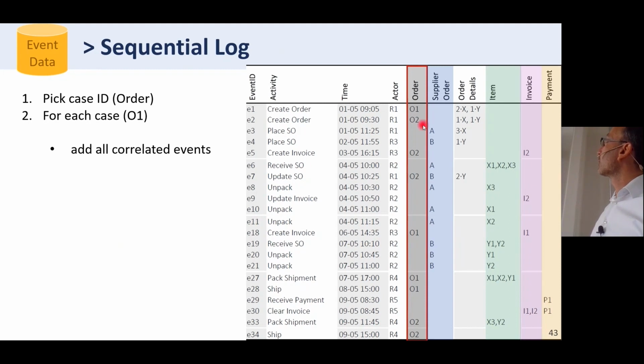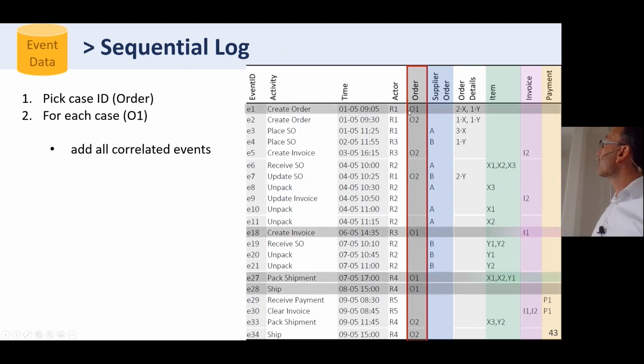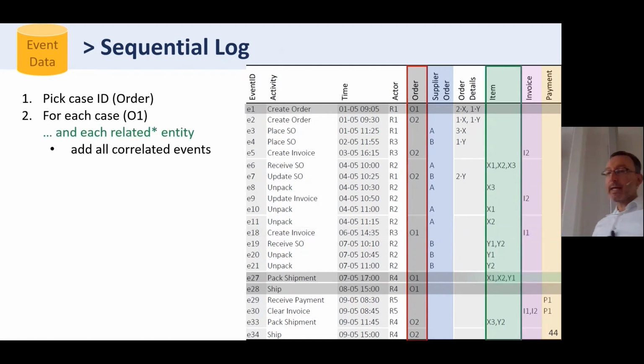So let's say we start with order 1. We're going to add these events, E1, E18, E27, E28, because they have the value 01 in the order attribute. Okay, that's easy. And now we dive deeper into the data and add more events that are related to order 01. Related would be, for example, X1, X2, Y1, because they're mentioned in this event E27. So they're related.